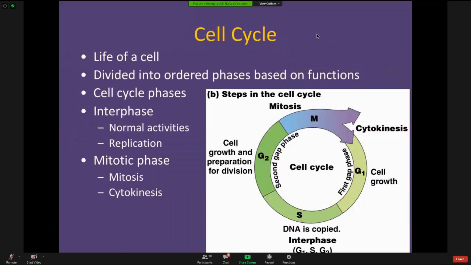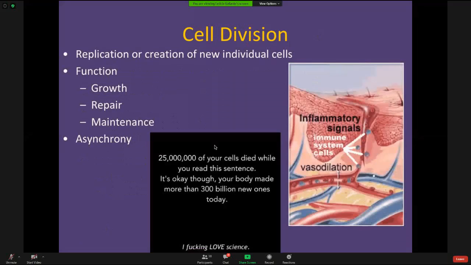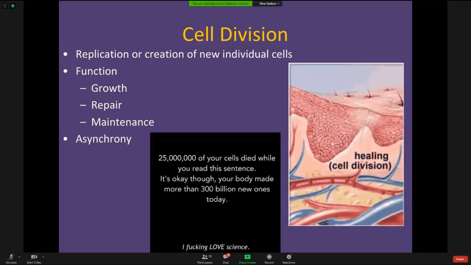All right. Any questions on the function of mitosis? Really quick, can you just define mitosis again, please? Oh, I'm going to talk about that in just a second.